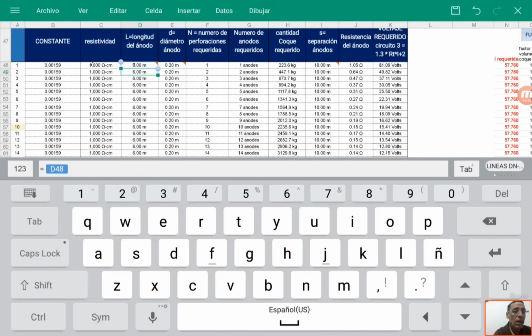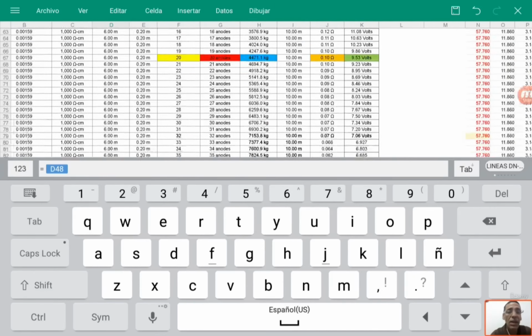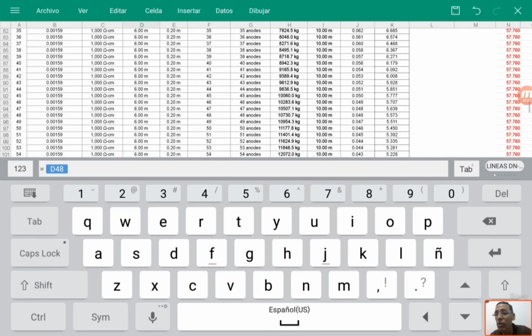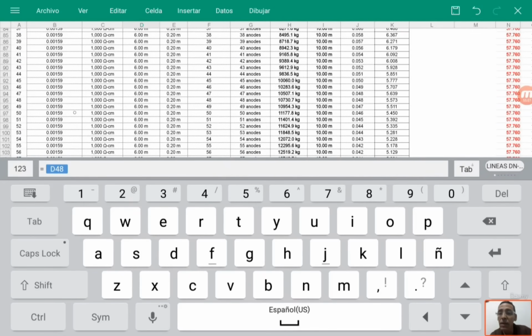Now the voltage requirement dropped because the total resistance of the circuit is decreasing. So in the equation, this length has an impact. It matters. Notice that from 50, let's look for the 50 to see how the resistance was. It was at 95. See how it dropped to 5.